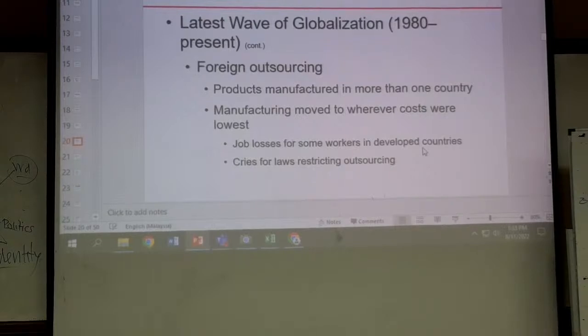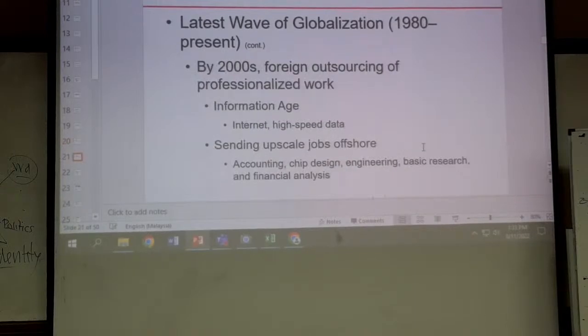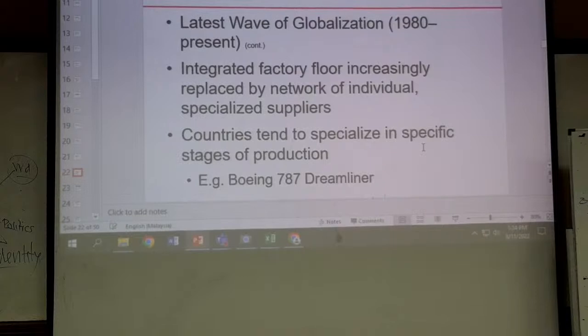Products manufactured in a modern country move to where costs are lowest, causing job losses for some workers in the developed countries, and cries for laws restricting outsourcing. By the 2000s, foreign outsourcing of professional work, not only goods but also manpower. Information is internet, high-speed data, sending skilled jobs offshore: accounting, chips, basic research, and so on. I'm going fast. The integrated factory floor is increasingly replaced by a network of individual, specialized suppliers.